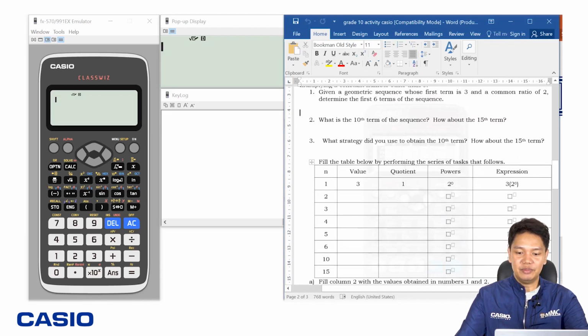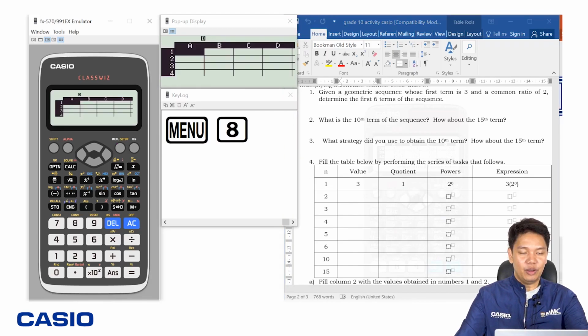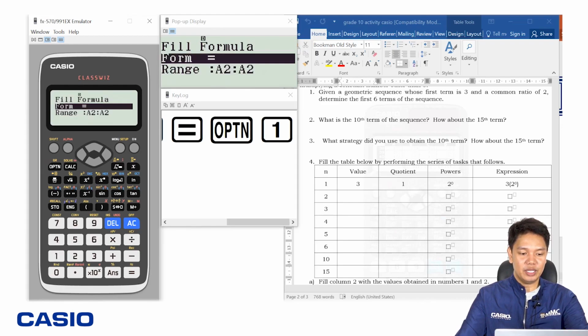Alright, let us try to fill up this table using the terms of the geometric sequence. In the second column, we will have the terms of the geometric sequence that we had earlier. Let us now use spreadsheet function to do so. On the first cell A1, press 3 and then equals. Since our common ratio is 2, we need to multiply the preceding term 3 by 2. And then we want to have the next values by using the fill formula. So press options, then fill formula is 1.